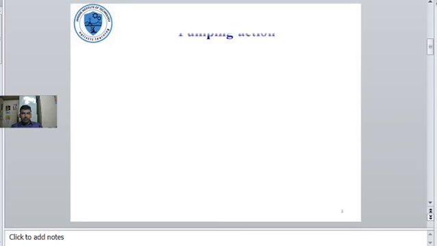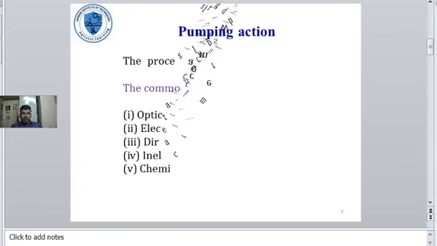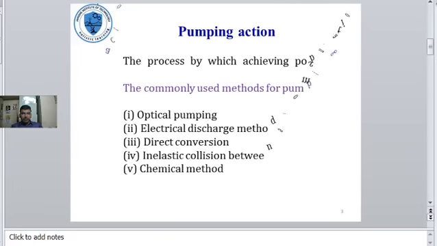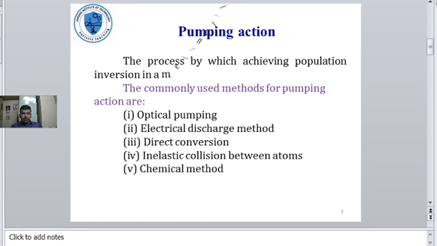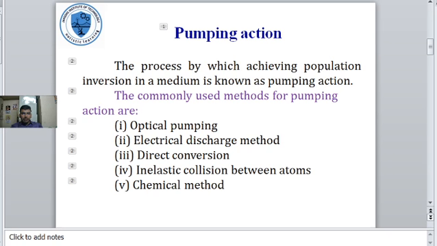Next we will see pumping action. The process by which population inversion is achieved in a medium is known as pumping action. The commonly used methods for pumping action are optical pumping, electrical discharge method, direct conversion, inelastic collision between atoms, and chemical method.